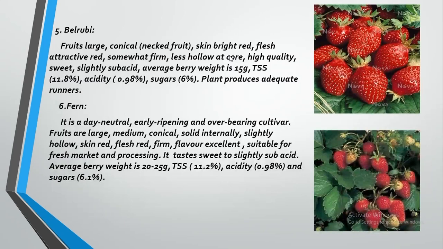Next is Bale Ruby. So it has large fruits, but they are conical, and the skin is bright red. Flesh is attractive red, and it has firm flesh. So the TSS ranges around 11.8, acidity 0.98, sugar 6%. Now Fern, it is also a day neutral cultivar.